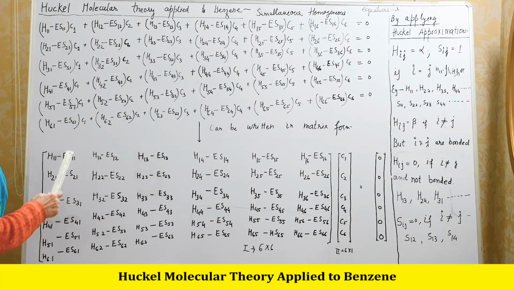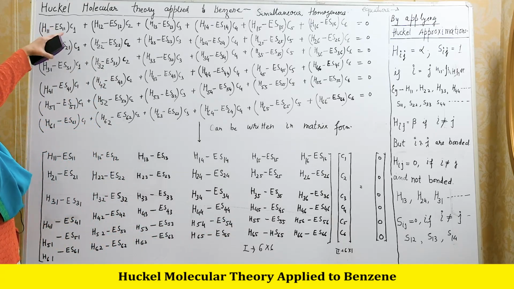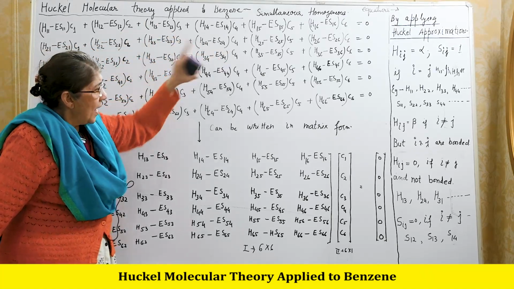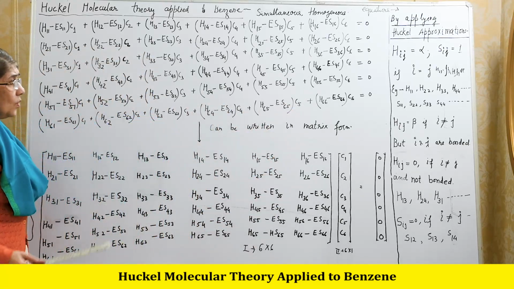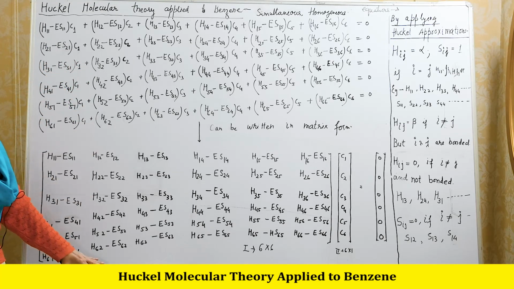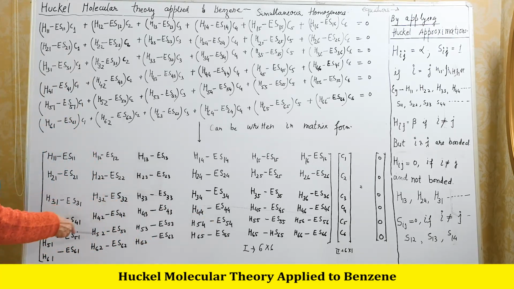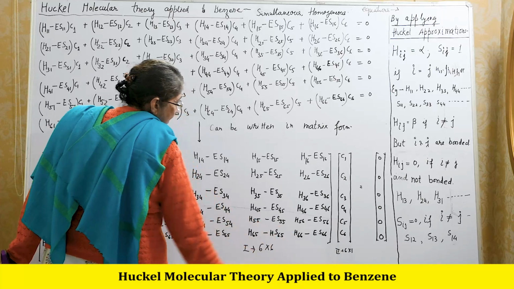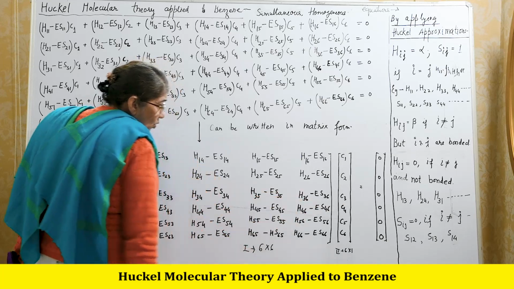So we get these simultaneous homogeneous equations, H11 - ES11 for the first carbon atom, then for the second carbon atom, the C3 carbon atom, and in this way we get all these equations. Now these simultaneous homogeneous equations can be written in matrix form like this. This is a 6 by 6 order matrix, and this is a 6 by 1 column matrix of coefficients, and the multiplication of these two matrices should be equal to 0.